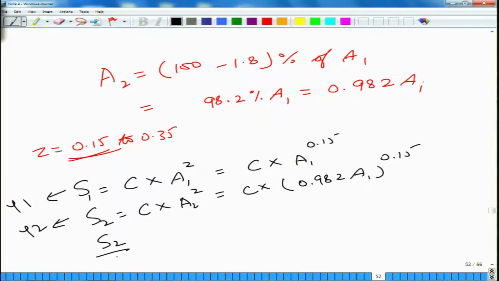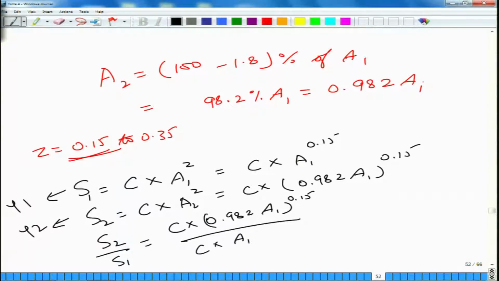Now, let us find out S2 by S1, that will be given by C into 0.982 A1 to the power of 0.15 divided by C into A1 to the power of 0.15. C and C cancel out, A1 to the power of 0.15 cancels out, and we get 0.982 to the power of 0.15, which is given as 0.9973.